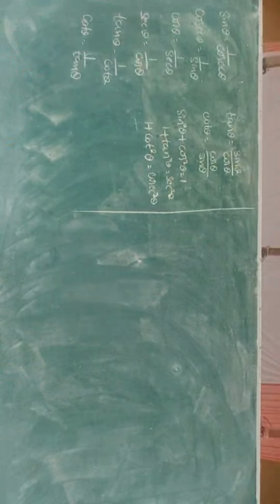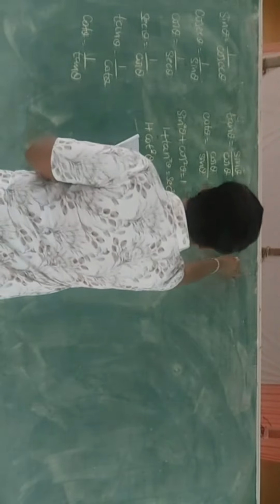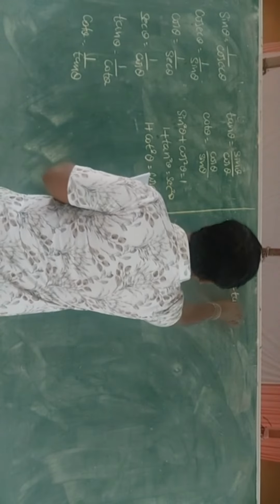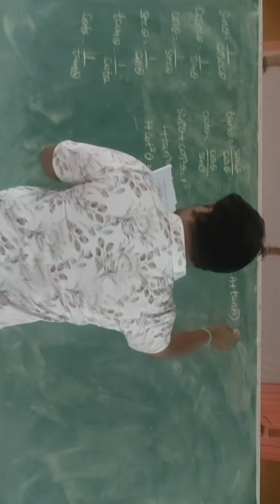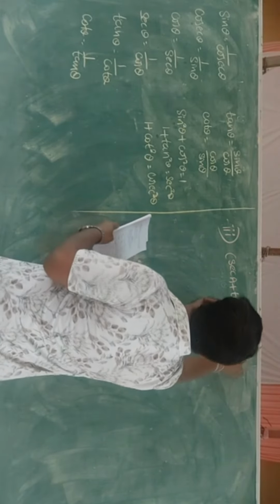By tomorrow you will get the worksheet of this introduction to trigonometry. This is the last exercise. Third one: (sec A plus tan A) into (1 minus sin A).